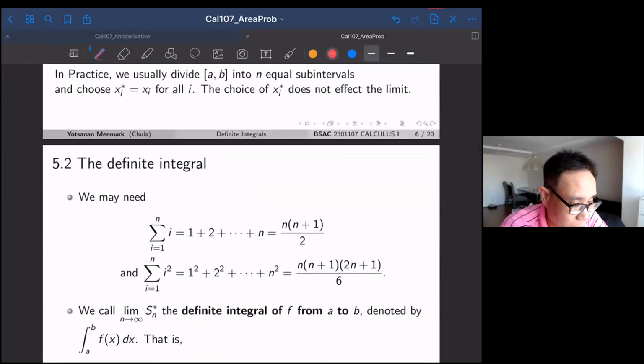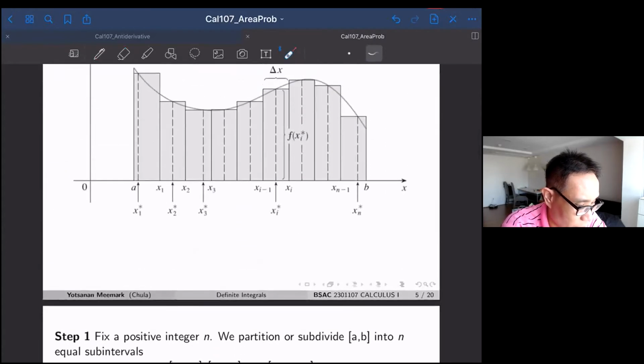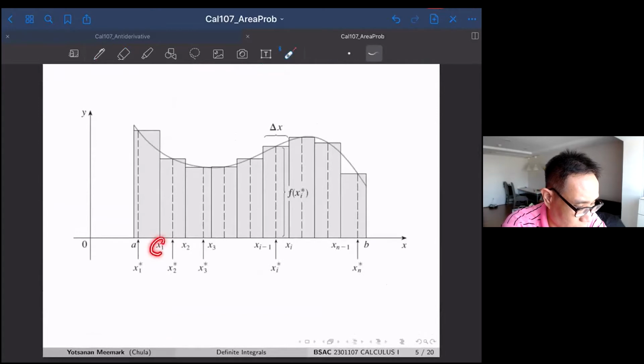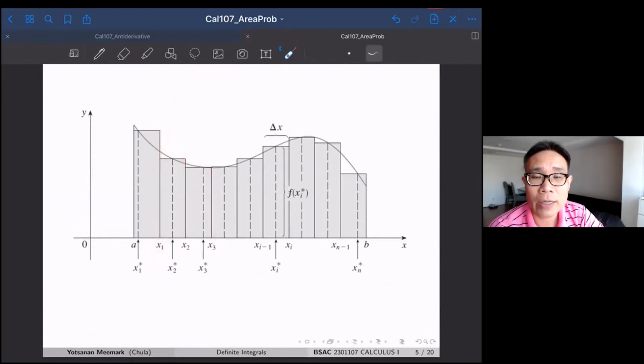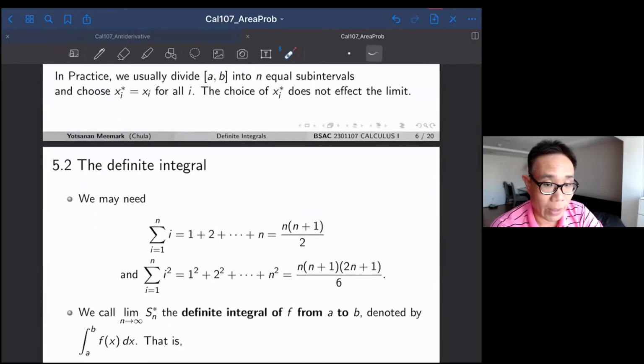So in practice, we usually divide the interval [a, b] into n equal subintervals, and you just choose xi star to be the rightmost point, xi. So this one is going to be your xi star. You're going to see this in the example. I'm going to do one example for you, so don't worry about that.